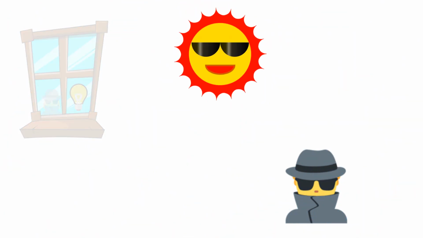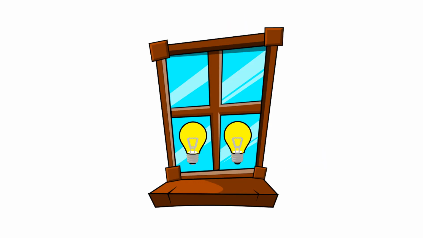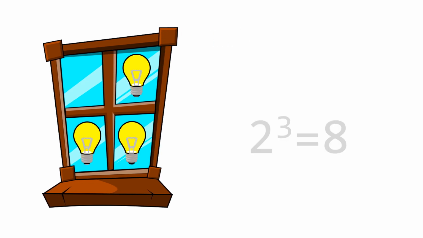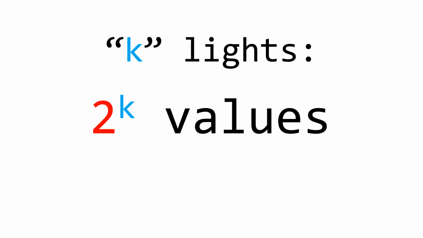Instead, a better approach is to throw away the dimmer and put 2 lights in the window. With 2 lights, we can convey 4 possible values, corresponding to off-off, off-on, on-off, and on-on. If we put 3 lights in the window, there would be 8 different values. If we have k lights, then there would be 2 to the k different values. The base is 2 because there are 2 states for each light, on or off.